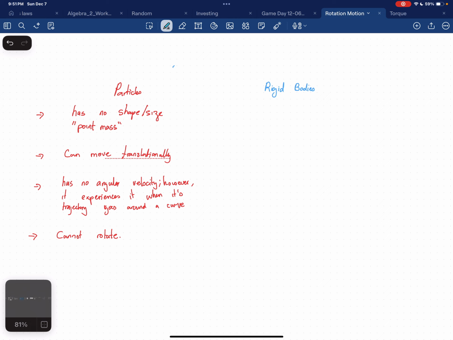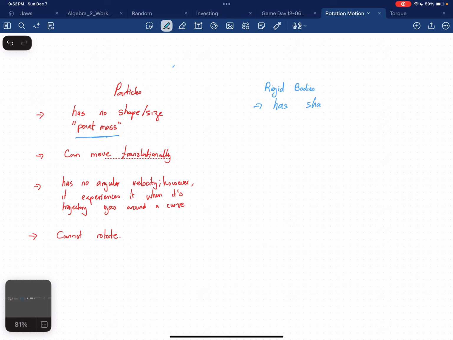So a particle has no shape or size, often referred to as a point mass. It can move translationally. That just means it can move linearly with linear velocity. It has no angular velocity. However, if you tie a particle or put a particle in a gravitational field, it will go in a circle and experience angular velocity, but itself won't have intrinsic angular velocity, and it cannot rotate.